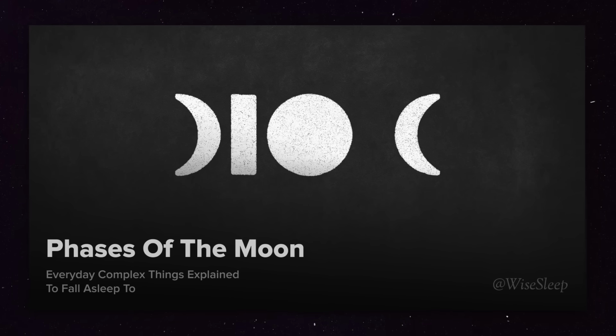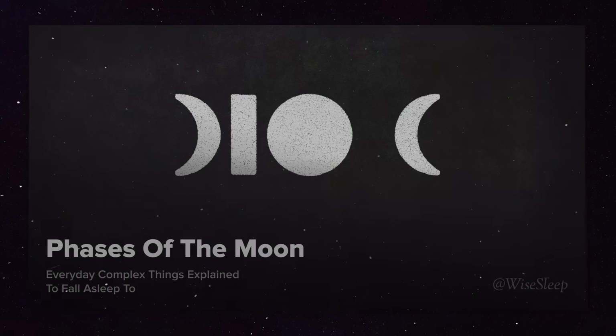The full cycle takes about 29.5 days, which is why we often see one full moon each month. These phases are easy to track with the naked eye, and many calendars include moon phases as part of their design. Even though the moon itself doesn't change shape, the way sunlight hits it gives us the familiar pattern we've come to recognize.